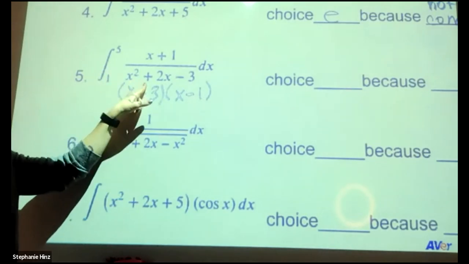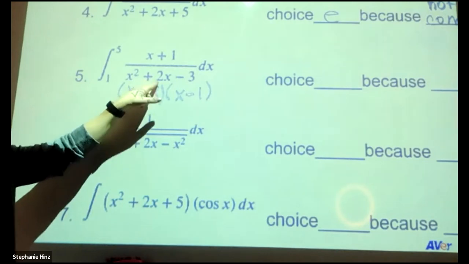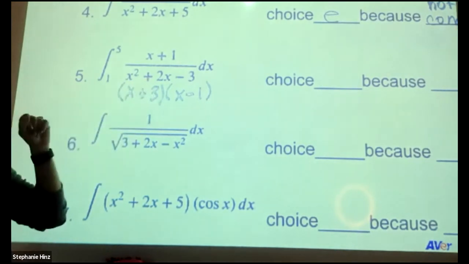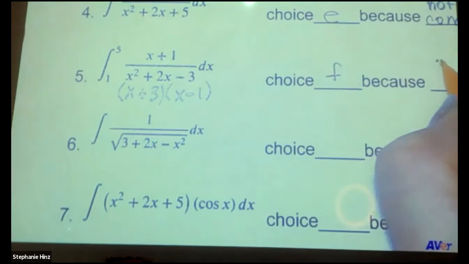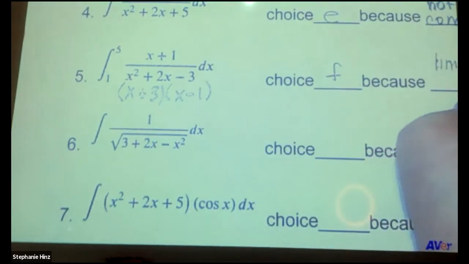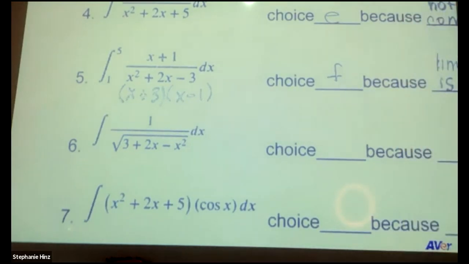And this would be an extremely easy one to miss as improper if you're not careful. So watch yourself on this one. This is an improper integral. That is choice F. Why? Because an endpoint or a limit of integration is an asymptote in this function. Oops, you can't see that, I'm sorry.